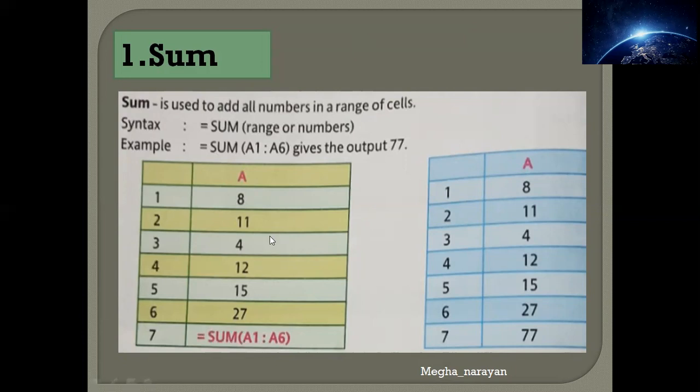That means if you are giving A1, from A1, it will be considering till A6. I'm repeating again, from A1, it will be considering till A6. All of these numbers will be added together and you will get the particular sum, 77.